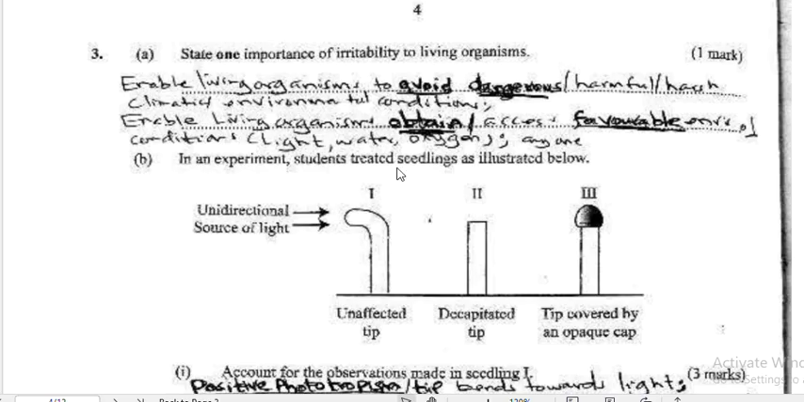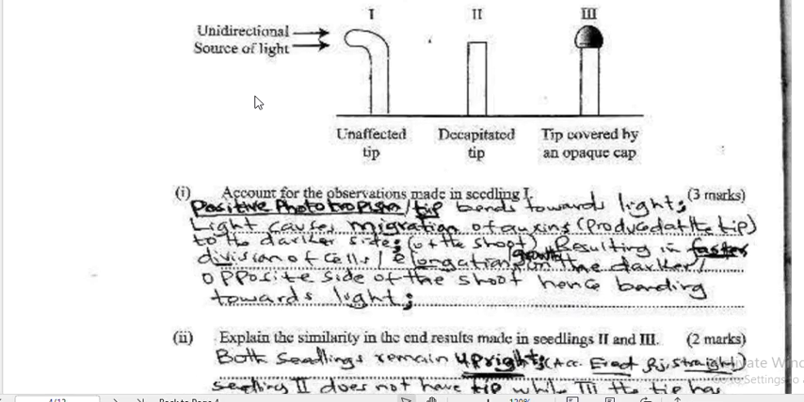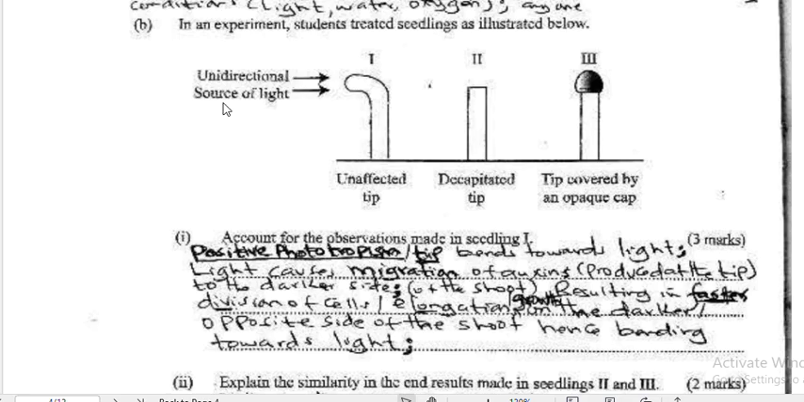Part B, in an experiment, students treated seedlings as illustrated below. We have a unidirectional source of light, and Roman 1, Roman 2, Roman 3 seedlings. Roman 1 seedling is unaffected at the tip. Then Roman 2 is decapitated, which means the shoot tip has been removed. Then for the third one, the tip is covered by an opaque cap.